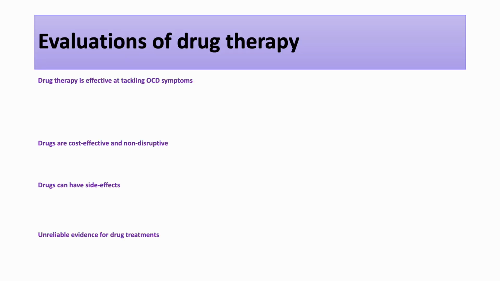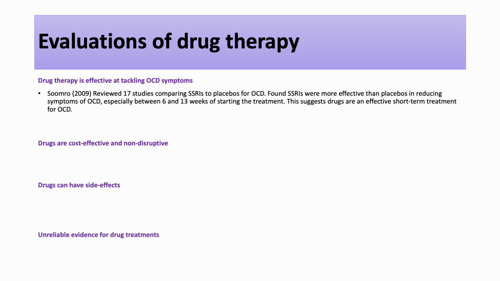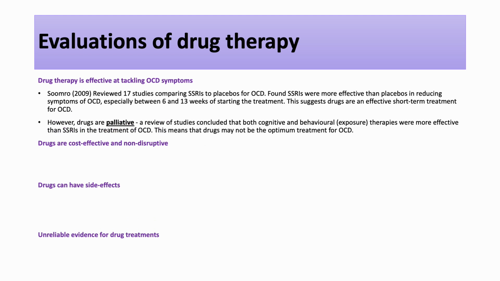Okay, so we've got drug therapy being effective, and we have looked at this research earlier on in the video by Sumro that found SSRIs are more effective than a placebo. Therefore, drugs are an effective treatment of OCD. However, drugs are palliative, and that means they treat the symptoms, not the cause. They do not address the underlying cause of OCD. They simply increase levels of serotonin to reduce the anxiety and the compulsions in a person. A review of studies concluded that actually cognitive and behavioural therapies were more effective than drugs. So drugs might not actually be the optimum treatment for OCD.